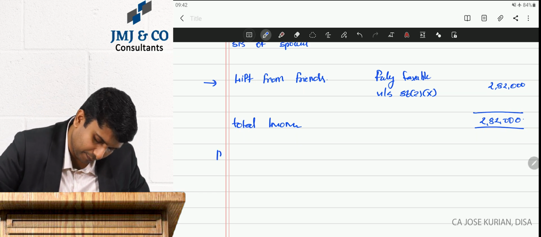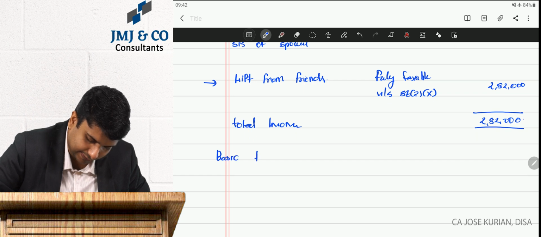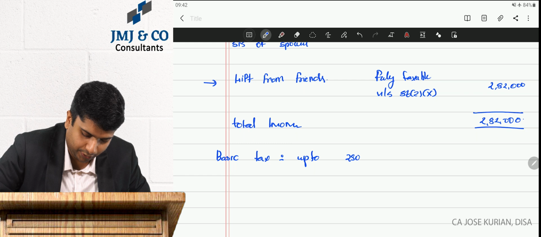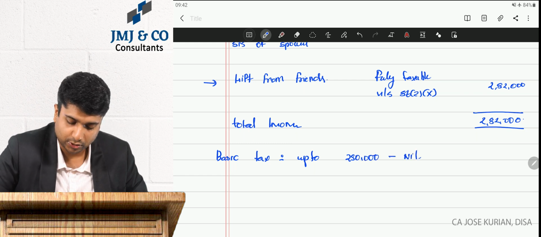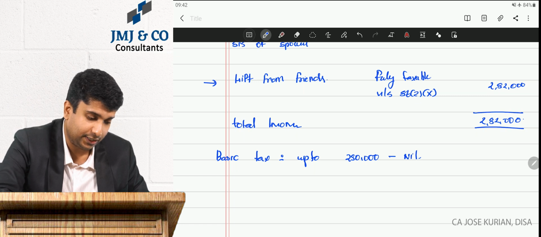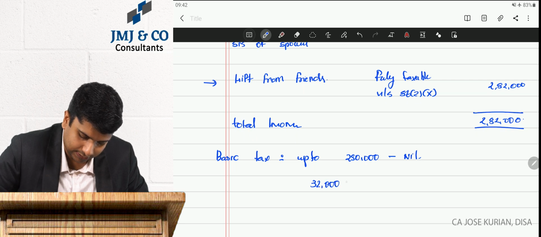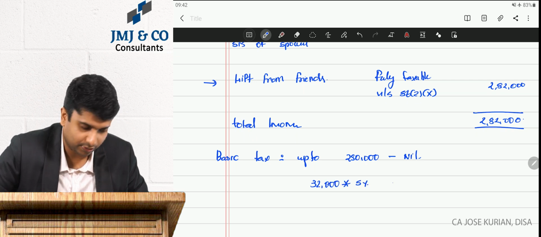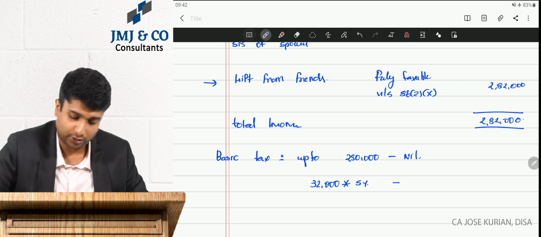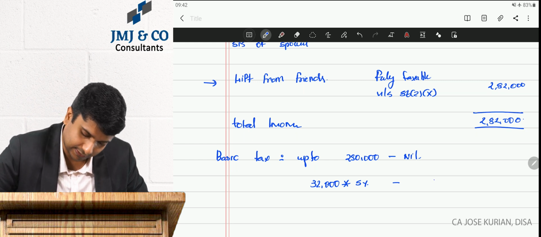So basic tax computation first. Basic tax. Up to 2,50,000, you don't need to pay anything. It will be nil. Then 2,50,000 to 5 lakh, it is 2,82,000 minus 2,50,000. Then for the remaining 32,000, the rate would be 5%, and 5% of 32,000, it will be 1,600.